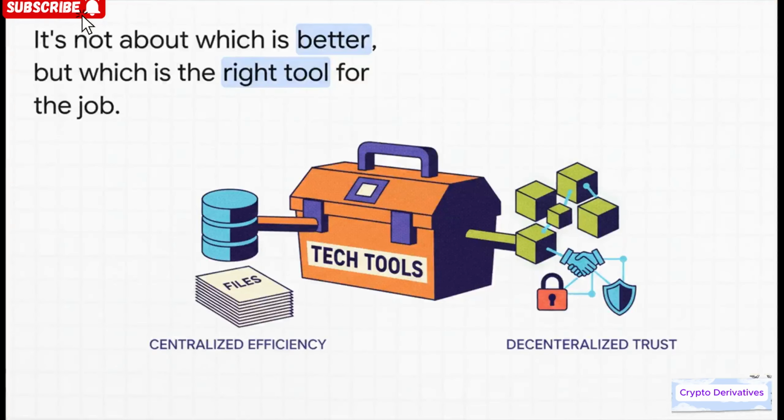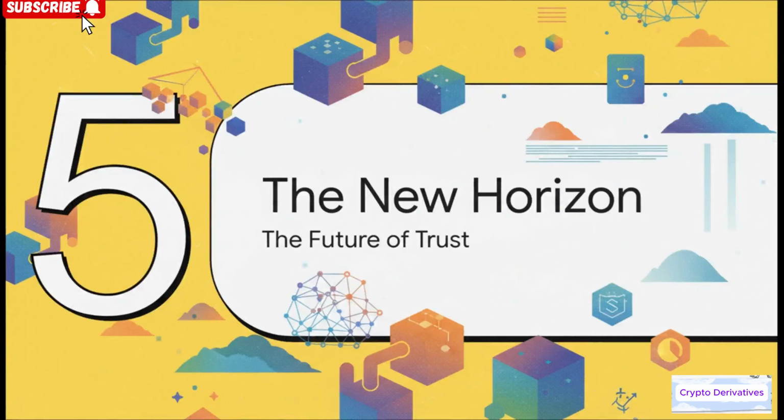So here's the most important point. Blockchain isn't universally better than a database. That's the wrong way to look at it. They're different tools for different jobs. If you need lightning-fast speed for your company's internal payroll system, a traditional database is absolutely the right choice. But if you need bulletproof trust and transparency between parties that don't trust each other, well then, blockchain is the tool you reach for.